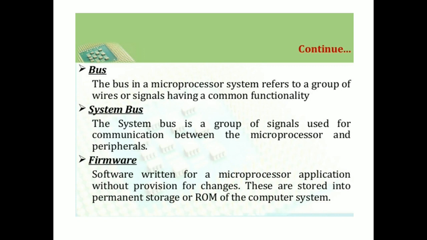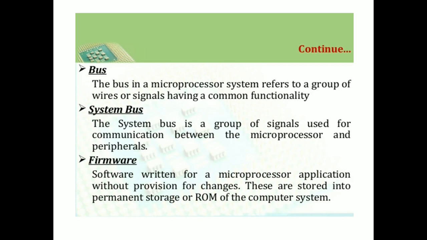The next term is bus. A bus is a group of wires or lines that carry similar information. The next term is system bus. The system bus is a group of wires or lines used for communication between the microprocessor and peripherals. The next term is firmware.